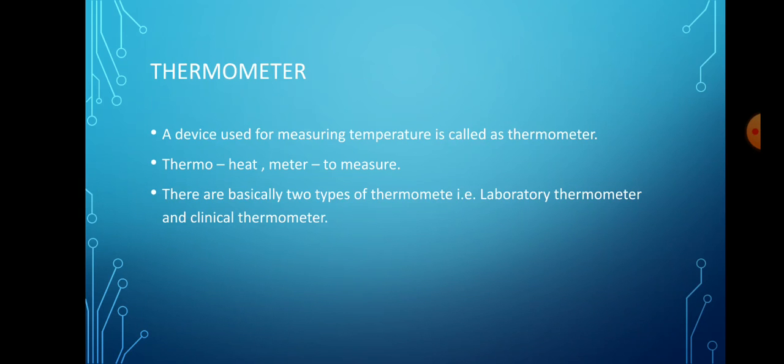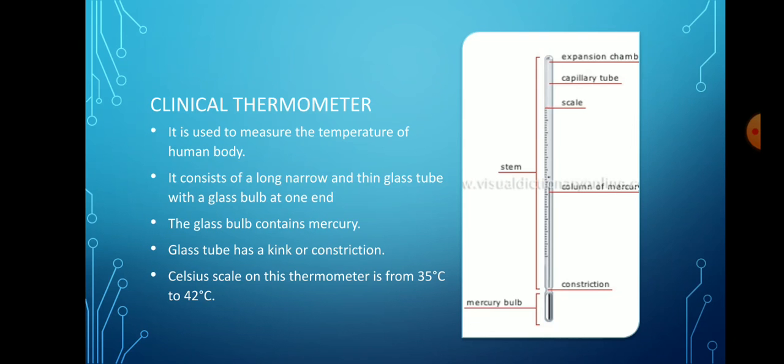Now, we should know how the temperature is measured. So, to measure the temperature, we use a device which is called as thermometer. Thermometer word is made up of two words, thermo, which means heat, and meter, which means to measure. There are basically two types of thermometer, laboratory thermometer and clinical thermometer. So let us discuss about clinical thermometer.